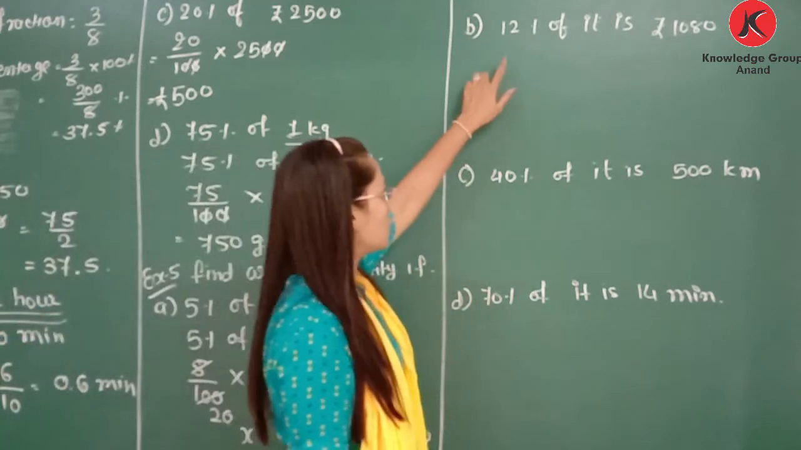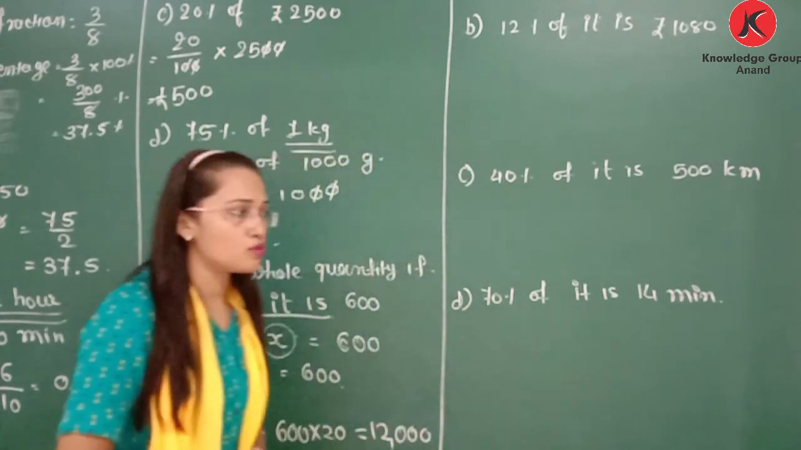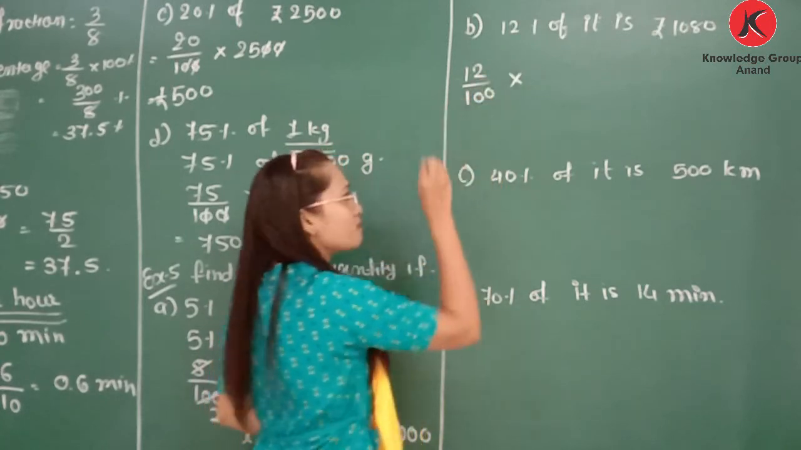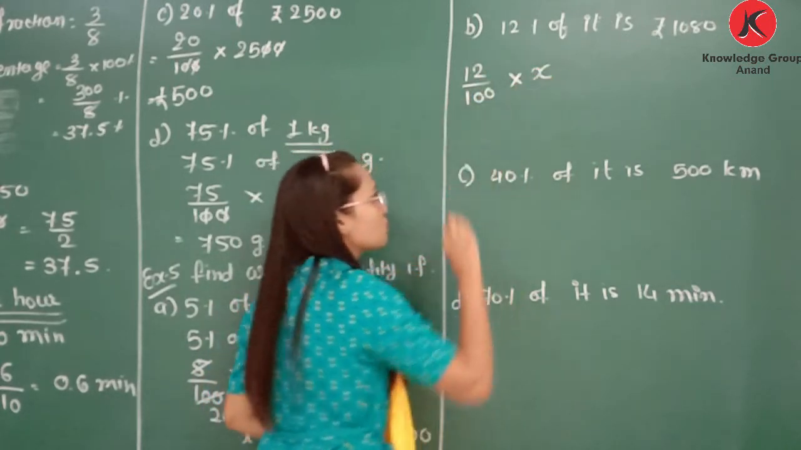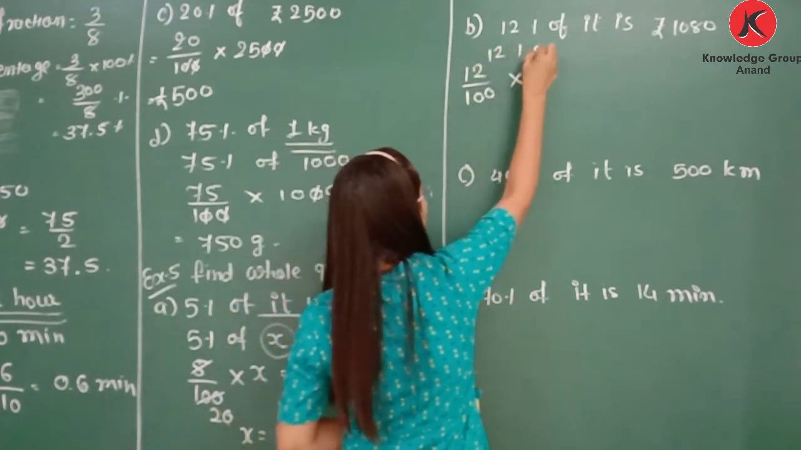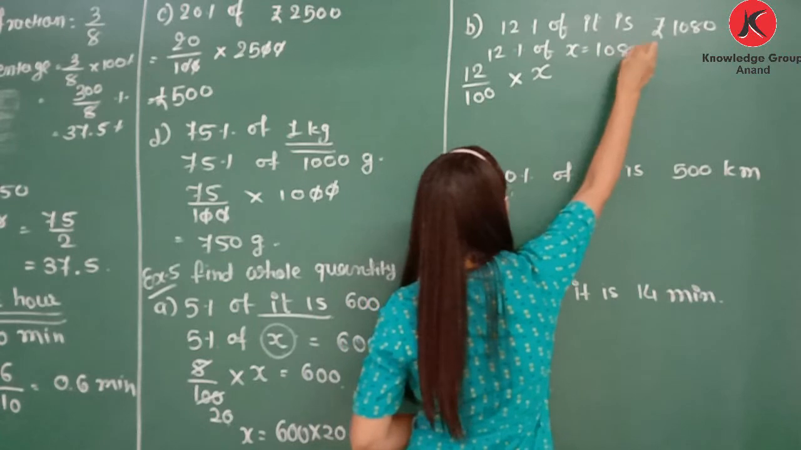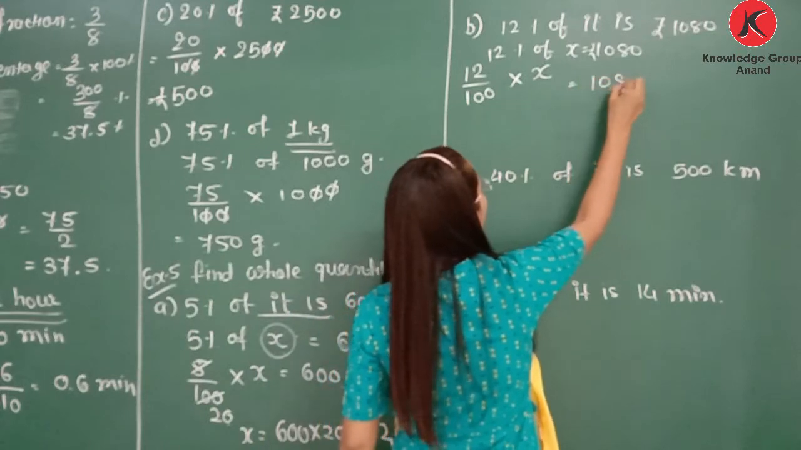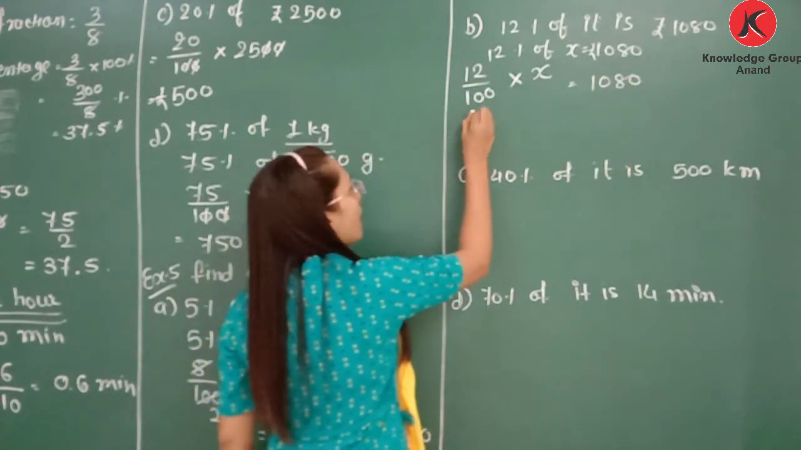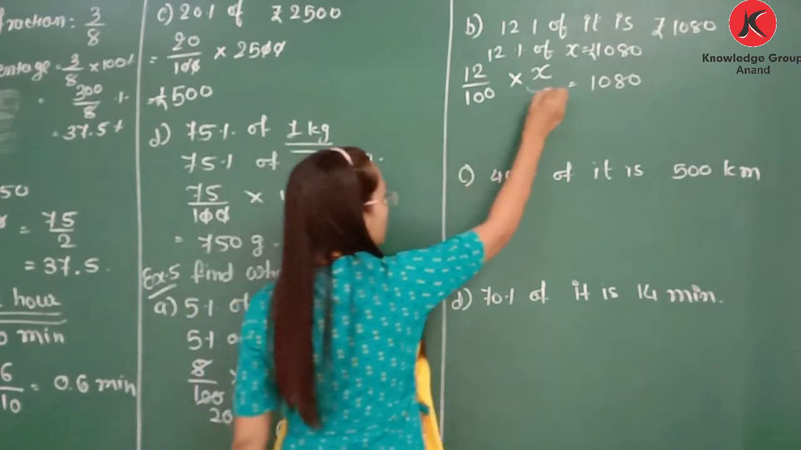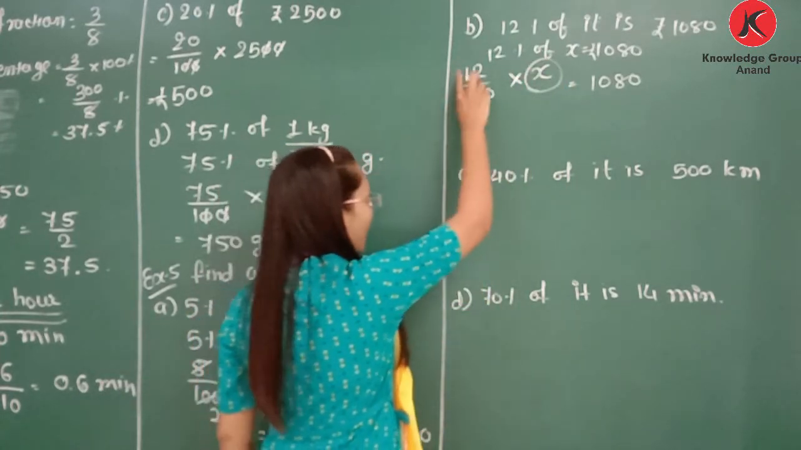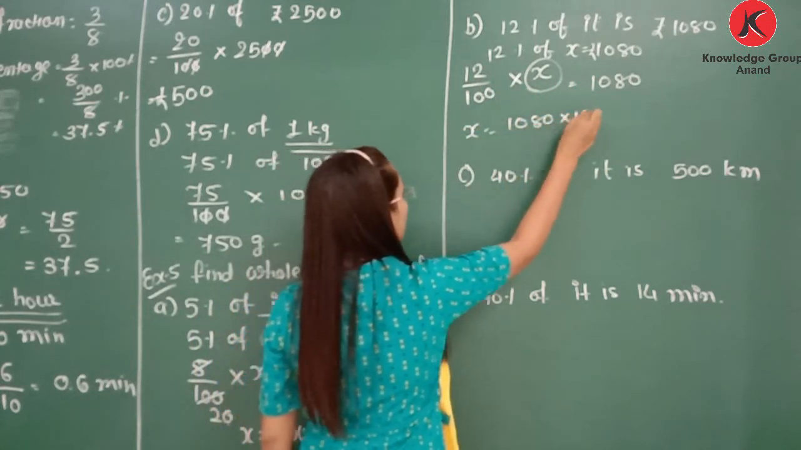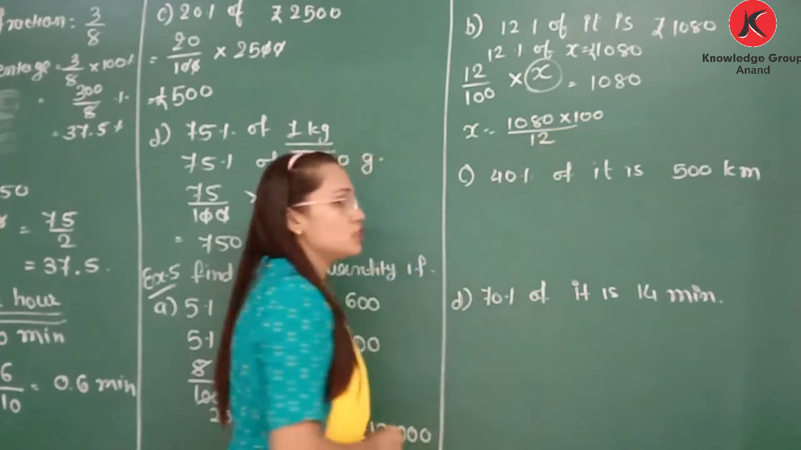Now next one, 12% of it is 1080. So 12% means 12 by 100, of means multiplication. Now the quantity we don't know, so we write x. Here we can write 12% of x is 1080. So 12 by 100 multiplied by x is equal to 1080. Now 100, that is in the denominator, becomes multiplication because here we need to find x. So 12 becomes the denominator and 100 the numerator. So x is equal to 1080 multiplied by 100 divided by 12.